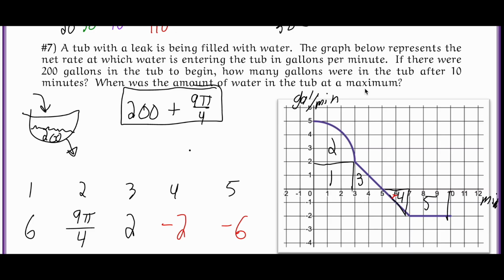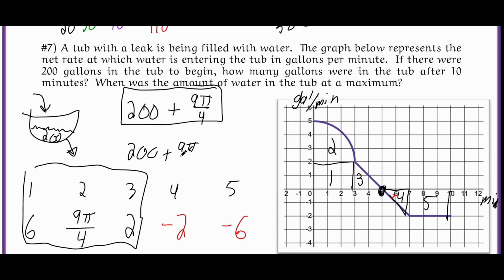So to figure out when it's at a maximum, you kind of have to think about this one a bit. It starts by having things get added to the tub. The net change is positive, but once we get to 5 seconds, now the net change is negative. So water was going in, and then it started going out. So right here at 5 seconds, something changes. So the maximum is going to be the first 3 shapes added together before we start taking the water away. So if we do that, it's going to become 200 plus 9 pi over 4 plus 8, which is 208 plus 9 pi over 4.